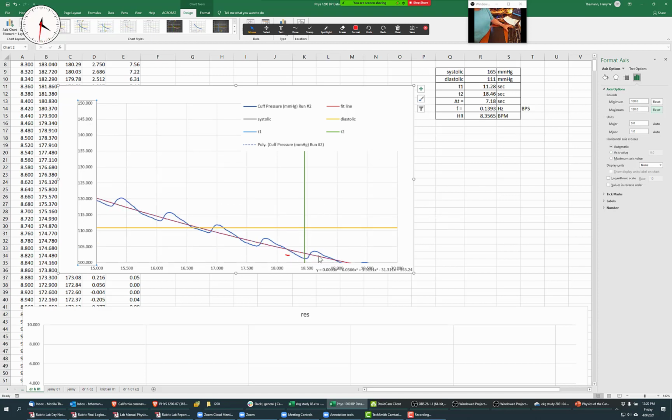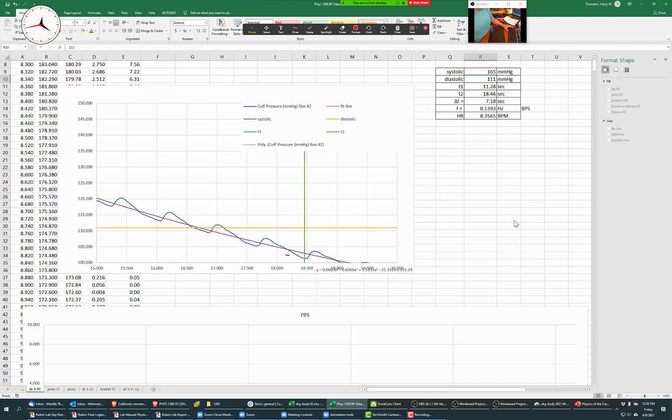Right, so now I say this is what I'm going to call my low pressure. That's my diastolic, so I can start bringing that down. It looks like 102, whoops, a little bit lower than that, 101. So now I have my diastolic.